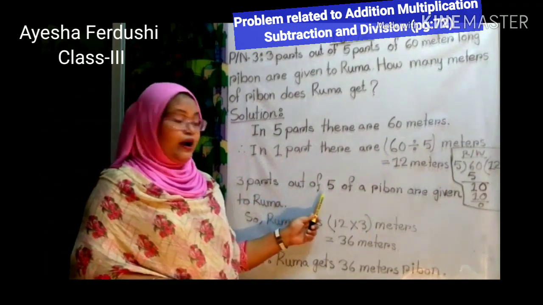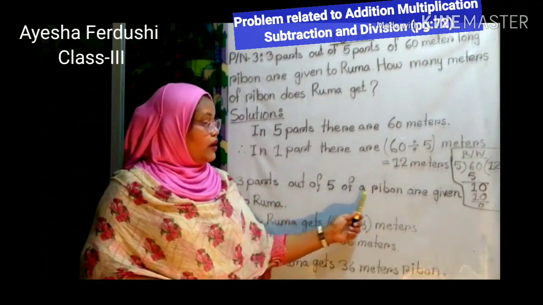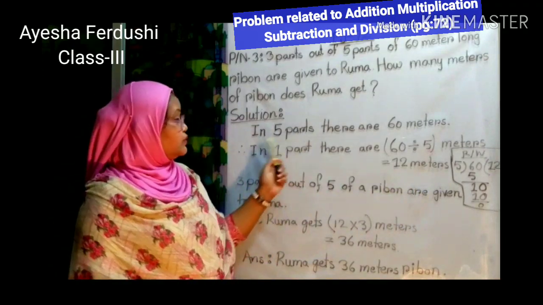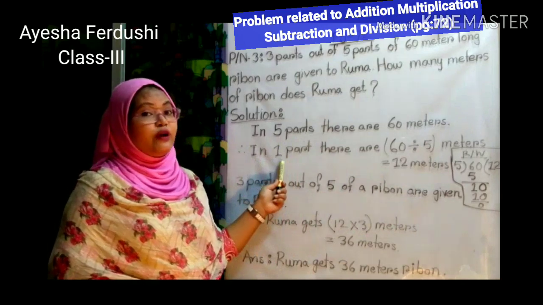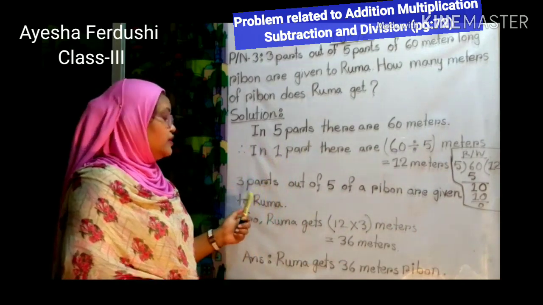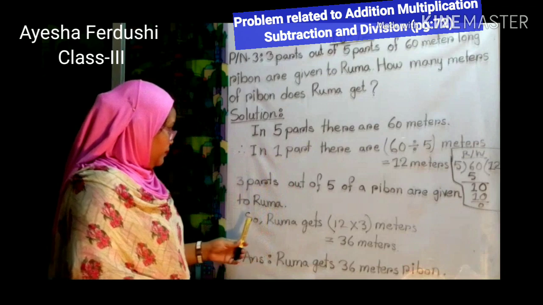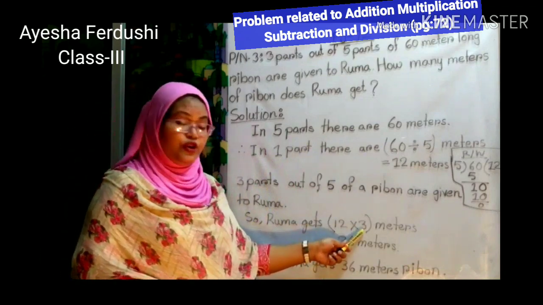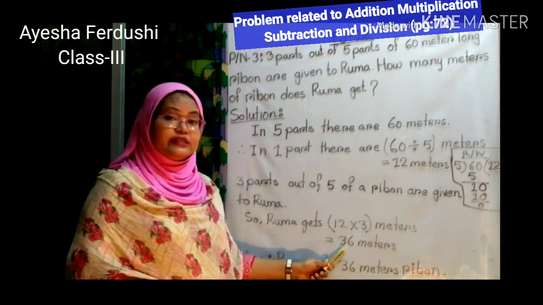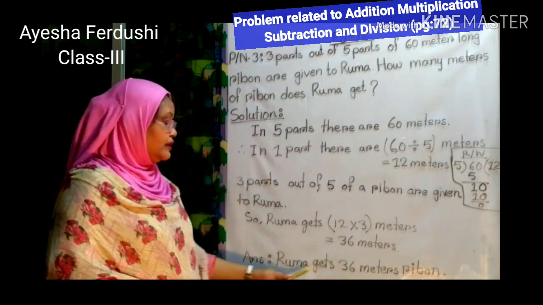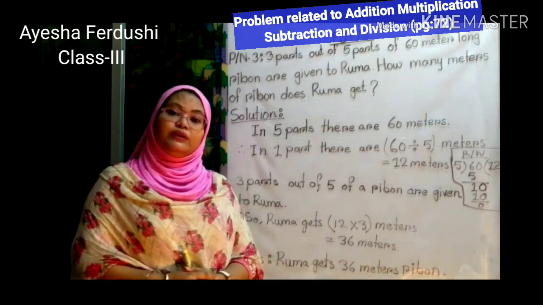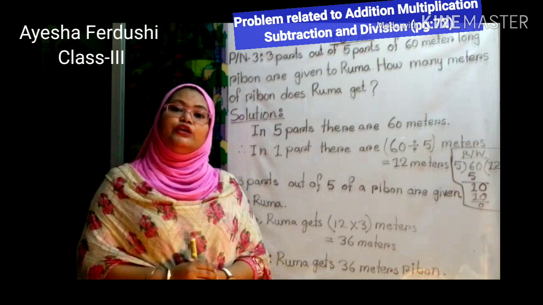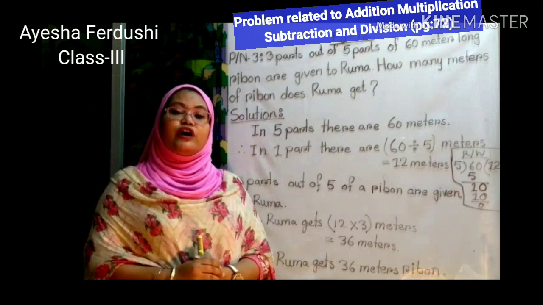3 part out of 5 of a ribbon are given to Ruma. From this 1 part length, we will find out 3 part because Ruma gets 3 part. So Ruma gets 12 multiplied by 3. Then we find 36. That means Ruma gets 36 meter ribbon. Clear? If you have any problem understanding this question, you can message me. I will try to help you.